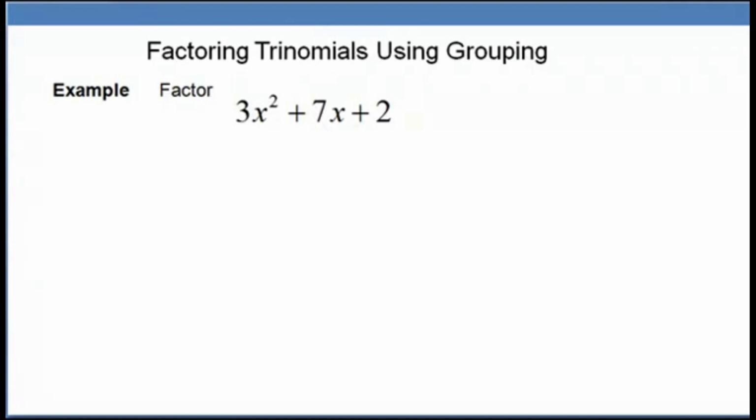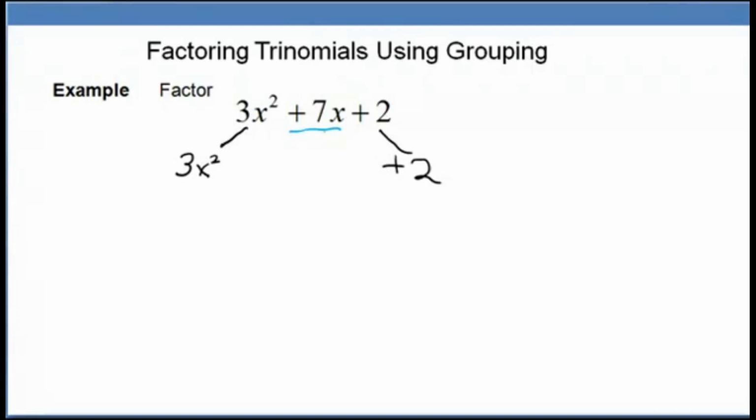All right, so we're going to factor this trinomial. First, we're going to keep the first and last term, so we're going to keep the 3x squared. We're going to keep the plus 2. And we're going to split the 7x into 2 terms. Now, we have to see how to split that.